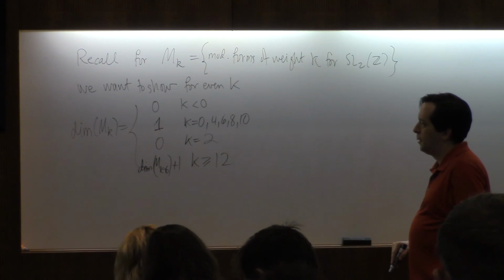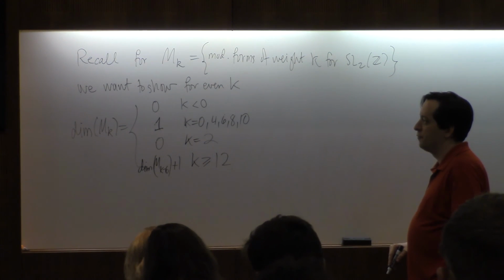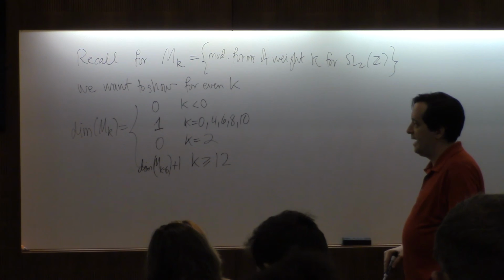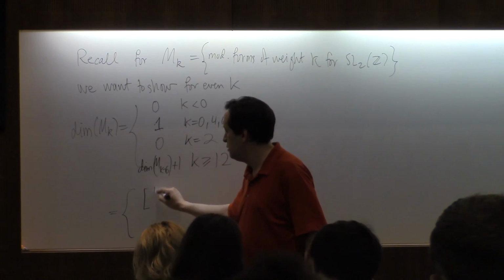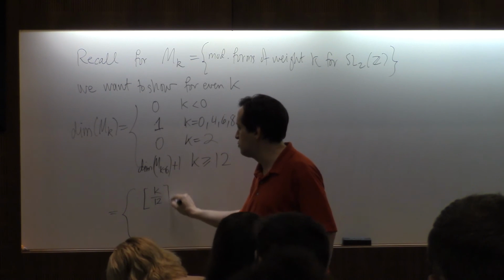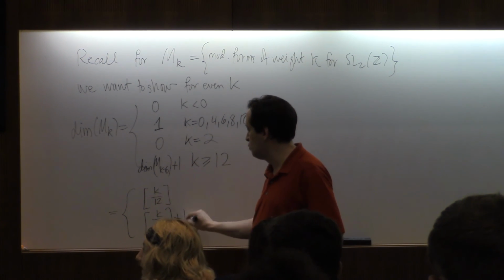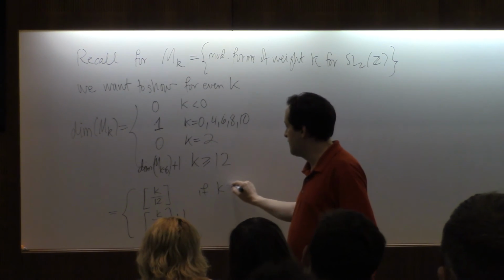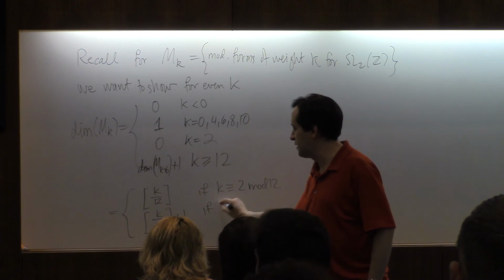So you get a kind of recursive formula. And the thing I wrote down last time was the greatest integer of k over 12, or the greatest integer of k over 12 plus 1. This was if k was 2 mod 12, and this was if k was not 2 mod 12.